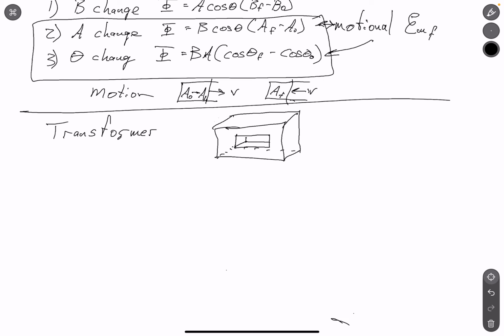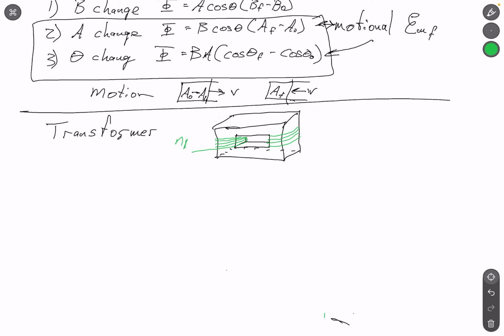And in a transformer, we have windings. This thing comes in, goes around, and we'll have some number of windings on this side, and then we'll have another set of windings on this side that might be less, okay?